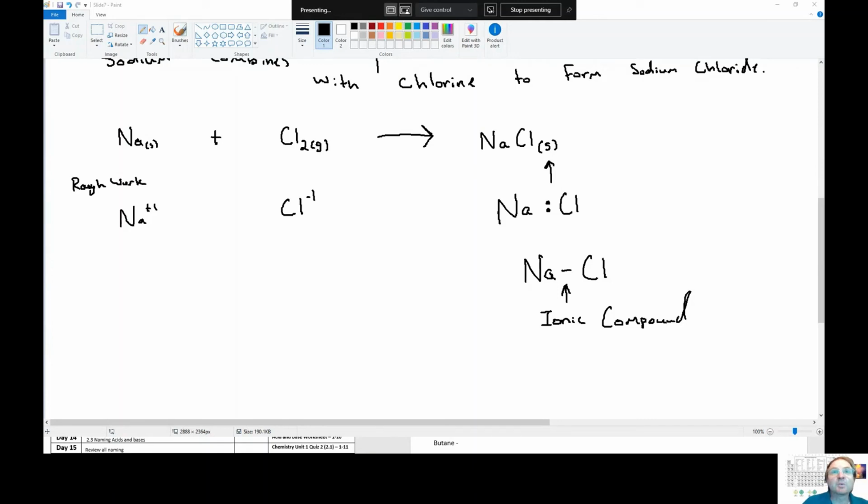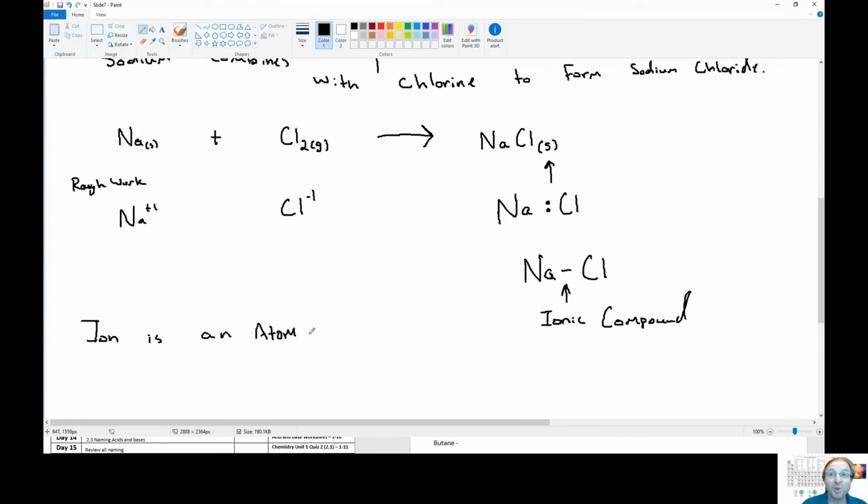And let's write down what an ion is. So an ion is an atom. Again, write this down, but also know this. That has lost or gained electrons, or it could just be an electron, like with sodium and chlorine here.